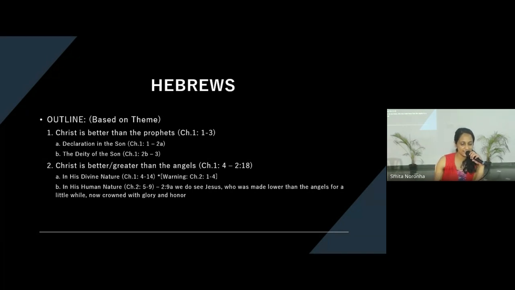The second part is Christ is better. When it says better, we are talking about Christ being greater. So greater in power, greater in authority than the angels. It talks about Christ being above the angels. That is, the angels are servants of Christ in his divine nature. And in his human nature, for a little while, he became lower than the angels, only to be elevated back to this place of authority. And so the angels are subservient to Christ himself. So if someone can just read chapter 2, verse 9, the beginning of that verse. Chapter 2, verse 9.